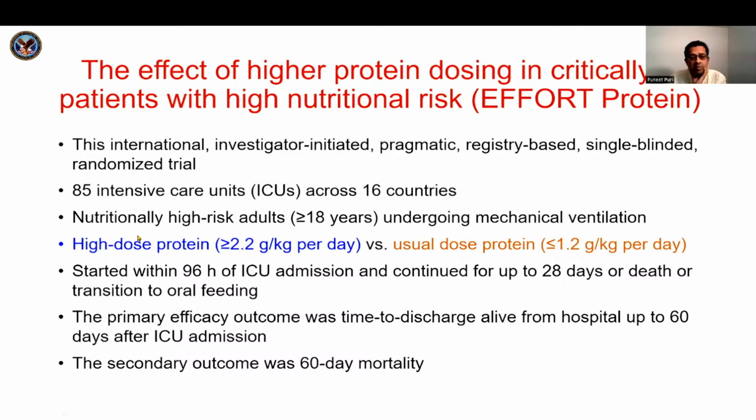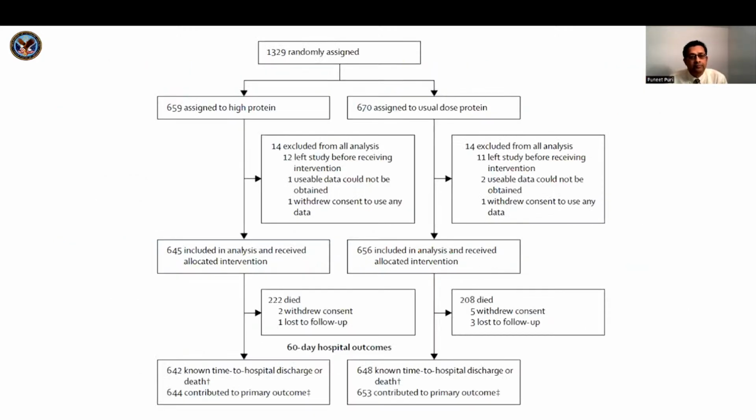So they wanted to do high protein, higher than the recommended upper limit, and usual dose protein lower than or equal to the lower range of recommended protein needs. This intervention must be started within 96 hours of ICU admission and continued up to 28 days or death or transition to oral feeding. The primary efficacy outcome was time to discharge alive from hospital up to 60 days after ICU admission. And the secondary outcome was 60-day mortality.